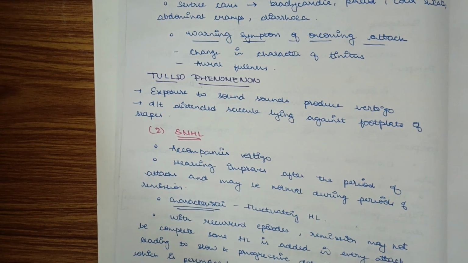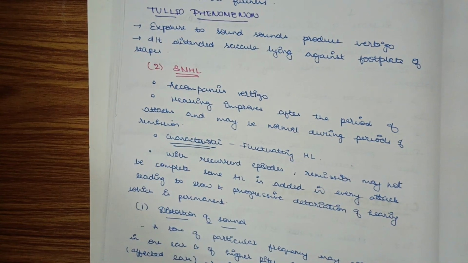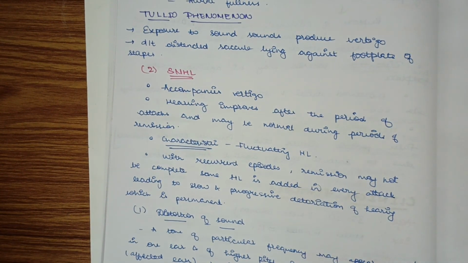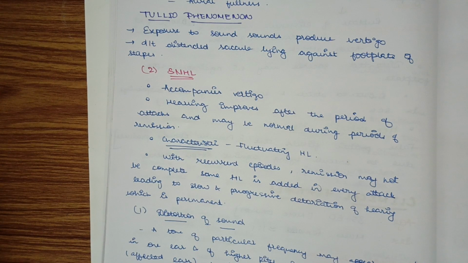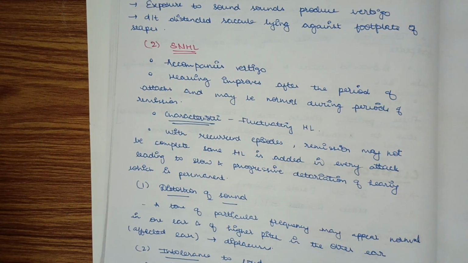Next, we'll look at sensorineural hearing loss. Sensorineural hearing loss accompanies vertigo. Hearing will improve after the period of attack and may be normal during the periods of remission. So this hearing loss occurs only during the period of attack and will improve after the period of attacks. The characteristic of hearing loss is that it is fluctuating hearing loss with recurrent episodes.